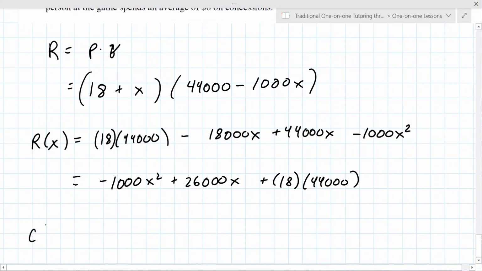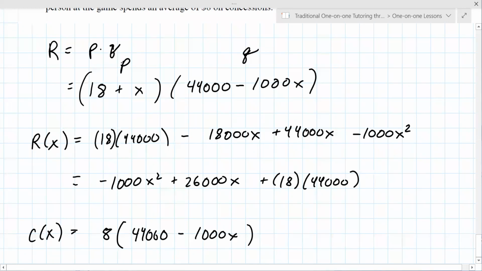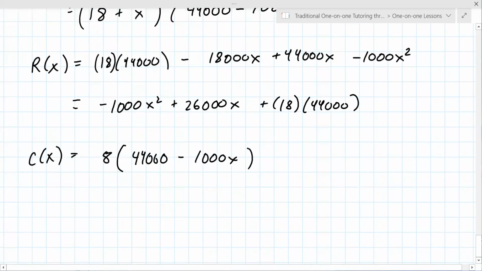Okay, now your cost function, it says every person at the game spends $8. So it's $8, but how many people are at the game? It's 44,000 minus 1,000 X. It's your quantity. This is Q, this is P. Okay. So your C of X is 8 times 44,000 minus 8,000 X.